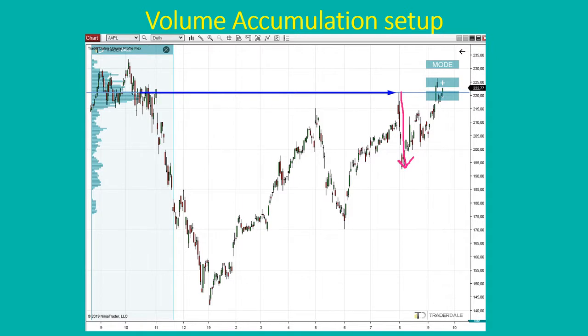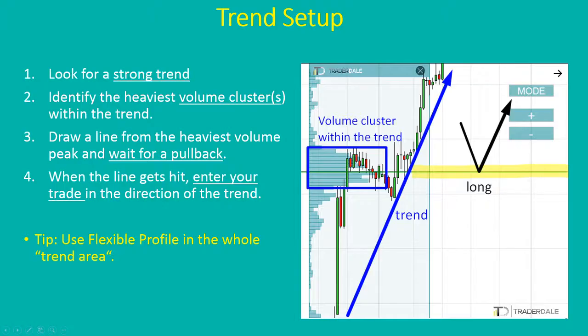Alright, so as you can see, you can use those setups for all trading instruments you can think of. It doesn't need to be Forex, it doesn't need to be indices. You can also use this setup for single stocks. Alright, so let's move forward. Let's move into setup number 2, which is the trend setup.